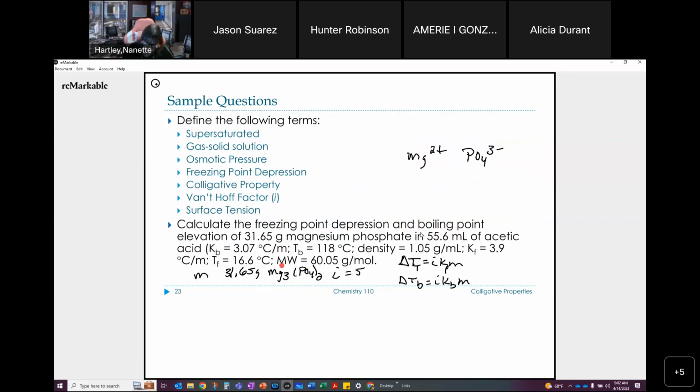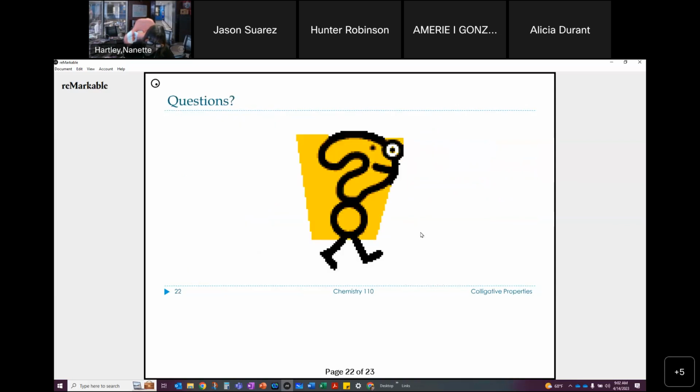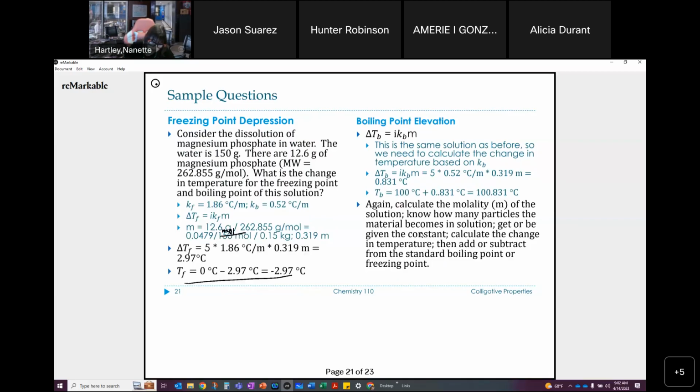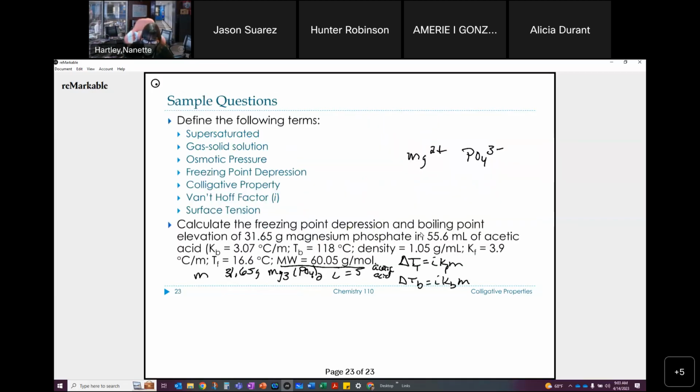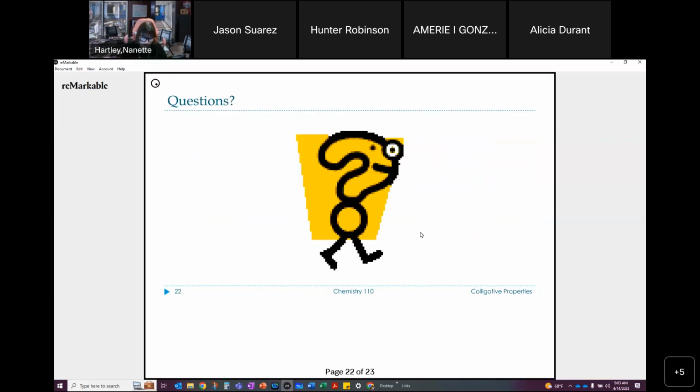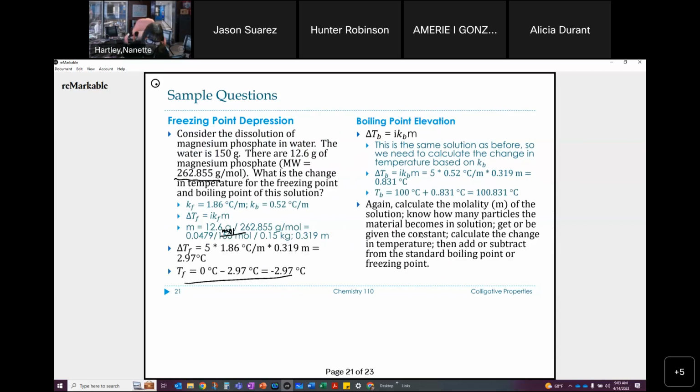This molecular weight is for acetic acid. And the reason that I know that is because it's too small for magnesium phosphate. And when we talked about magnesium phosphate previously, we said that the molecular weight was 262.855. So there are reasons that you might be given the molecular weight for materials that are your solvent. And I know why that one is there, but there is no molecular weight given for the solute, so we need to know what that is. So again, that was 262.855.